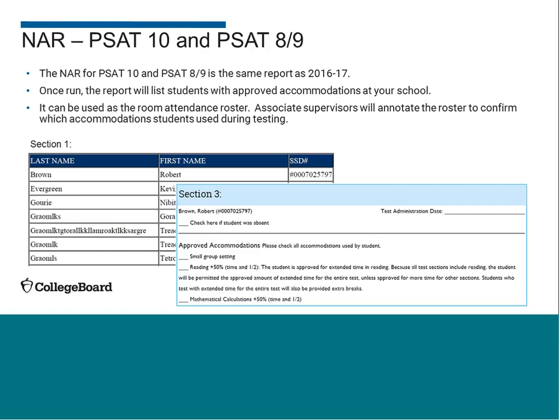I mentioned earlier that you can use the NAR as a room roster, and this is where you would do it. You will mark whether the student is absent or present. You'll check off and confirm the accommodations that they were given. There's a page for each student that has an accommodation. So you would update that information for each student and provide a copy of that back to the College Board.